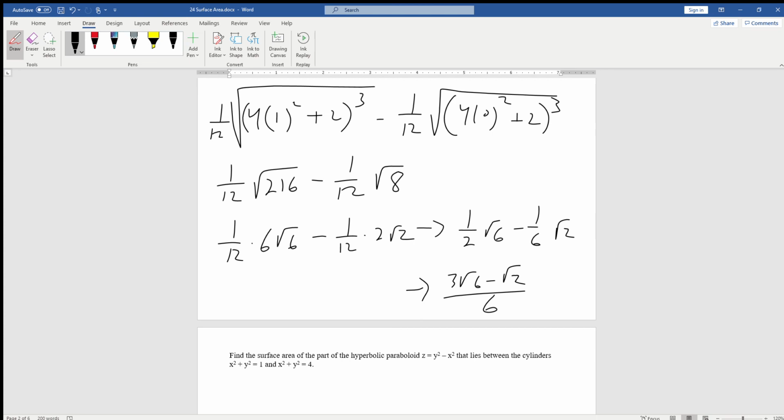So before we go into the next problem, go back through, make sure you understand the process, and also understand the origins of this type of surface area.